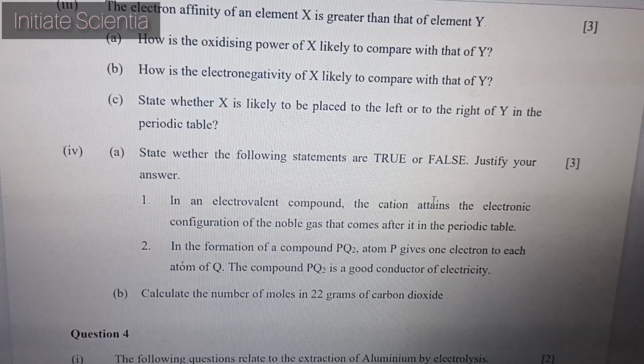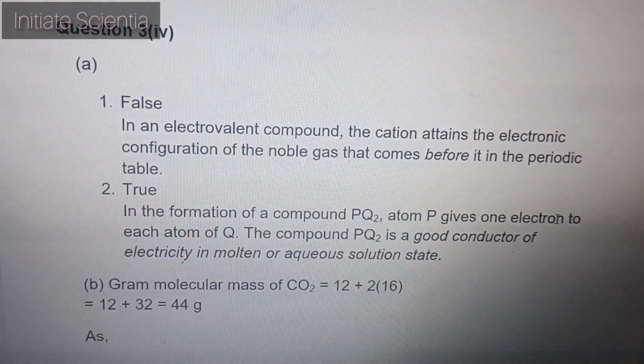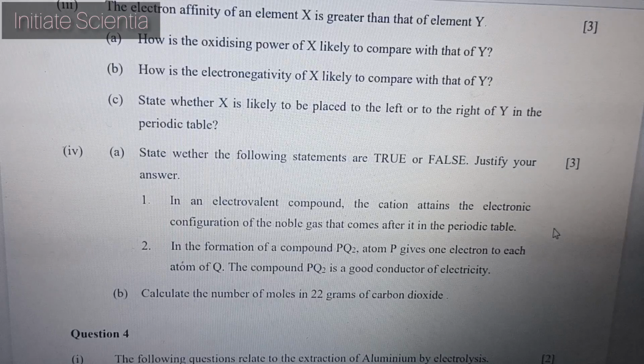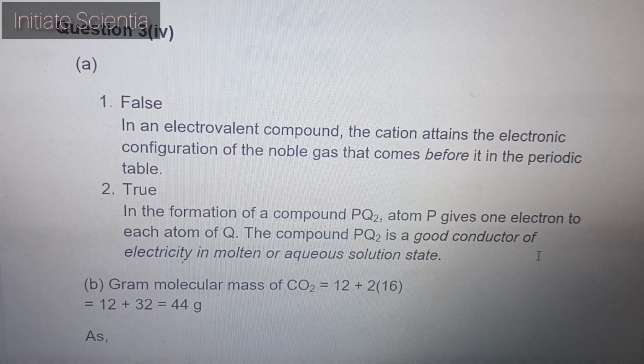State whether the following statements are true or false. Justify your answer. In an electrovalent compound, the cation attains the electronic configuration of the noble gas that comes after it in the periodic table. False. In an electrovalent compound, the cation attains the electronic configuration of the noble gas that comes before it in the periodic table. In the formation of compound PQ2, atom P gives one electron to each atom of Q. True. The compound PQ2 is a good conductor of electricity in molten or aqueous solution state.